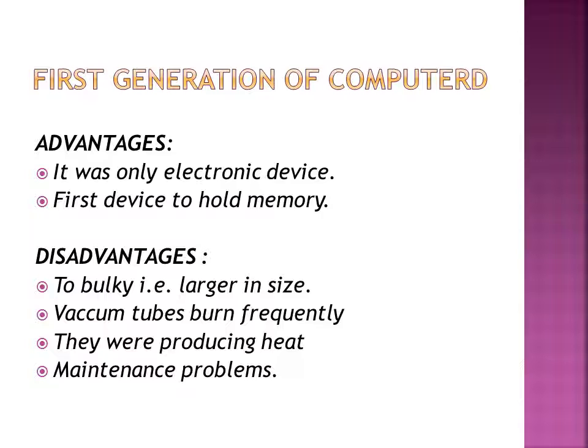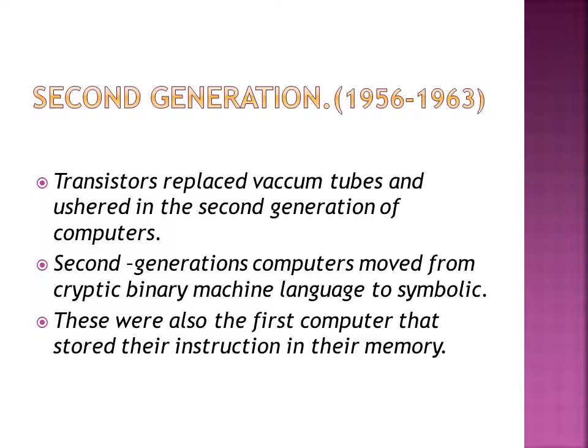First generation of computer. So we discuss the fifth generation. Firstly, we discuss the first, second, third, fourth generation. Then we will discuss in detail the fifth generation of computer. Advantages: it was the only electronic device, the first device to hold memory. Disadvantages: too bulky, i.e. large in size, vacuum tubes burn frequently. They were producing heat, maintenance problems.